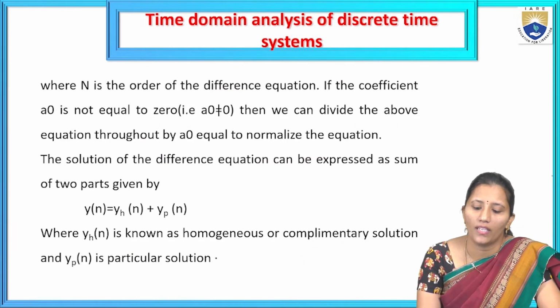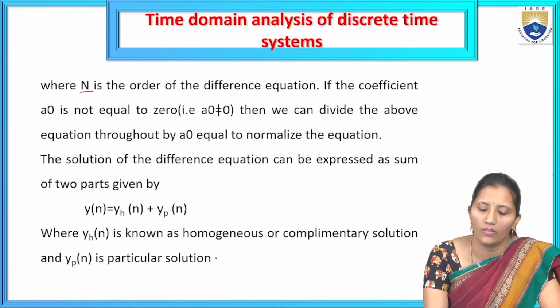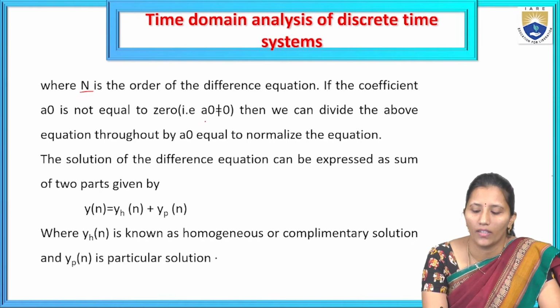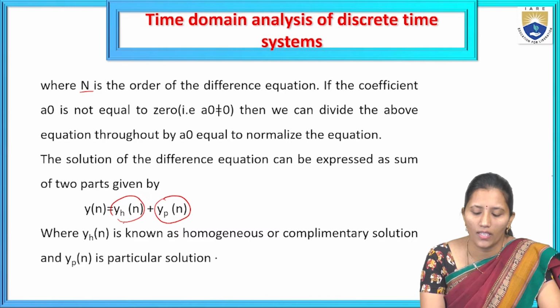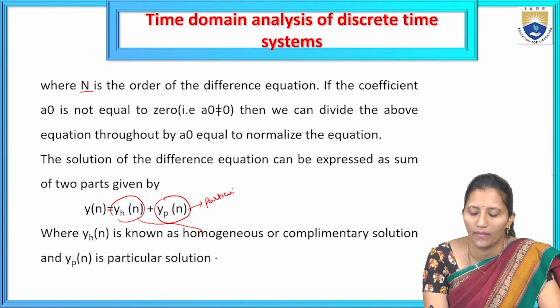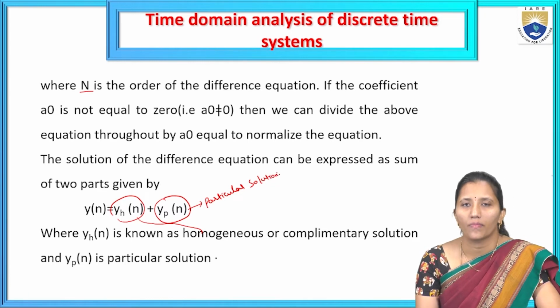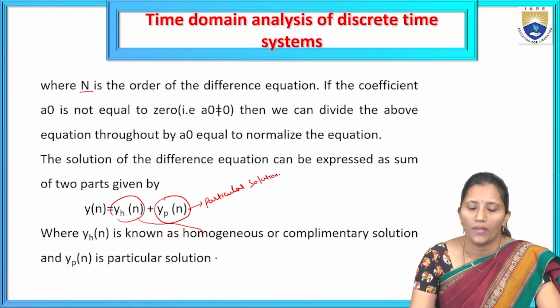So here capital N is the order of the system. If the coefficient a0 is not equal to 0, that is, a0 we are taking as 1, then we can divide the above equation through by a0 to normalize the equation. So here the total response of the Nth order system is equal to the homogeneous solution plus the particular solution. Here y_h of n is the homogeneous solution, whereas y_p of n is the particular solution. We will discuss what a homogeneous solution and a particular solution are. The total response is equal to the homogeneous solution plus the particular solution.